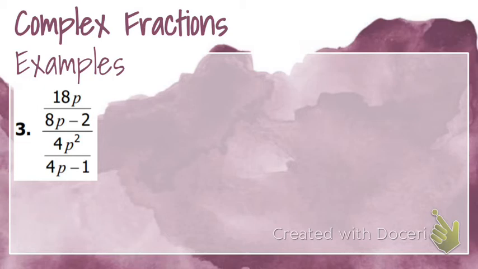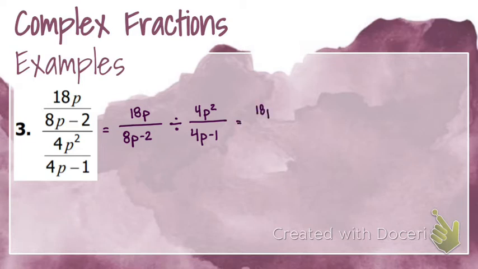All right, first, let's just rewrite it because honestly, why did we stack all this whenever we could have written it much easier? 18p over 8p minus 2 divided by 4p squared over 4p minus 1. So whenever we do that, we keep the first one the same, multiply, and flip.